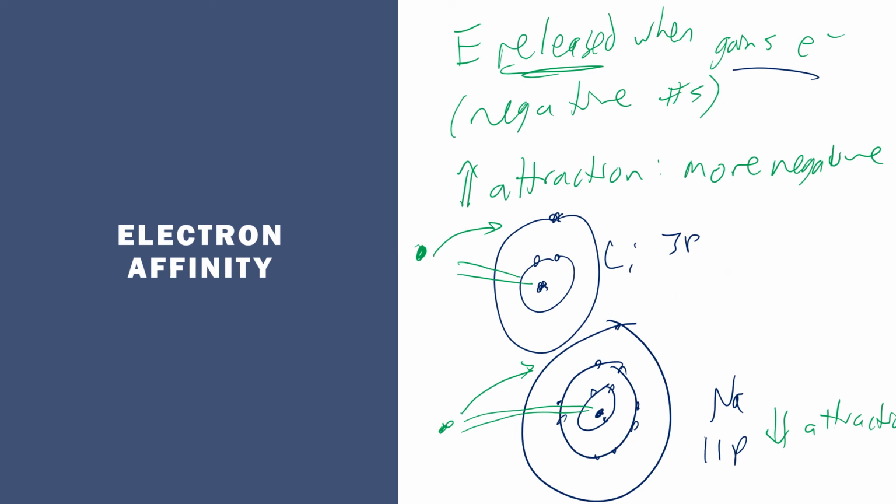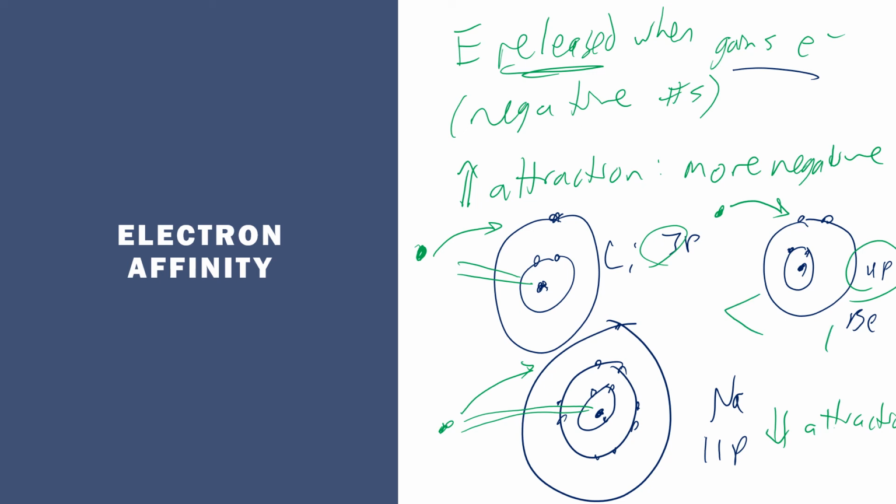The other trend, of course, would be looking at elements in the same period. So if you're looking at beryllium, beryllium has 4 protons, but a very similar distance to lithium. Right? So you have an extra electron coming in from the outside. Because it has those 4 protons instead of 3 protons, beryllium will have a greater attraction than lithium.